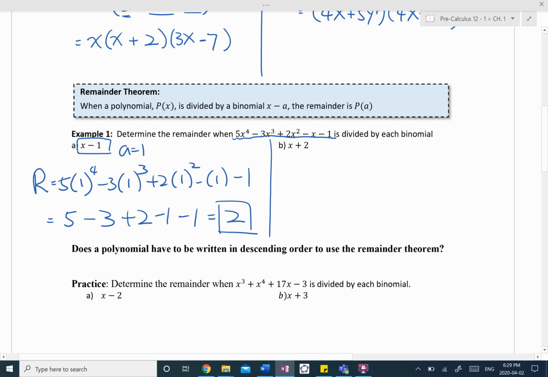Okay, so here's part B. What if we divide by x plus 2 instead? Well, same thing. What we need to do is plug in, in this case, negative 2, because in this case a is negative 2.